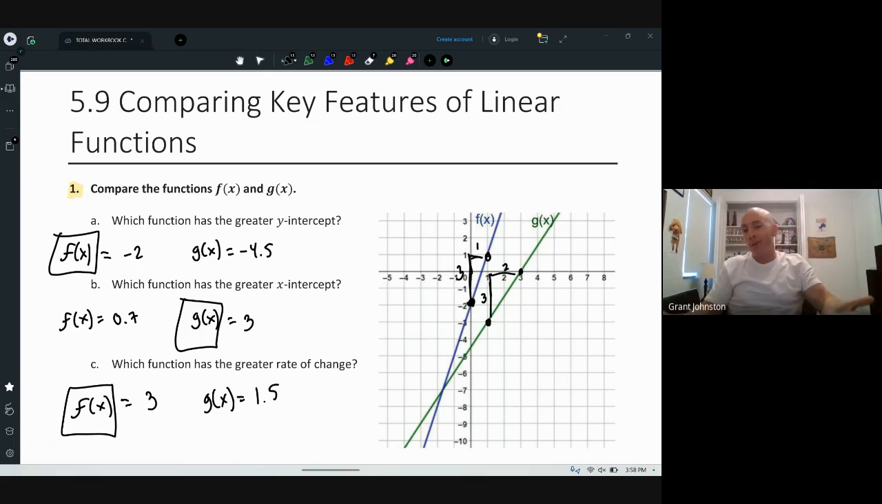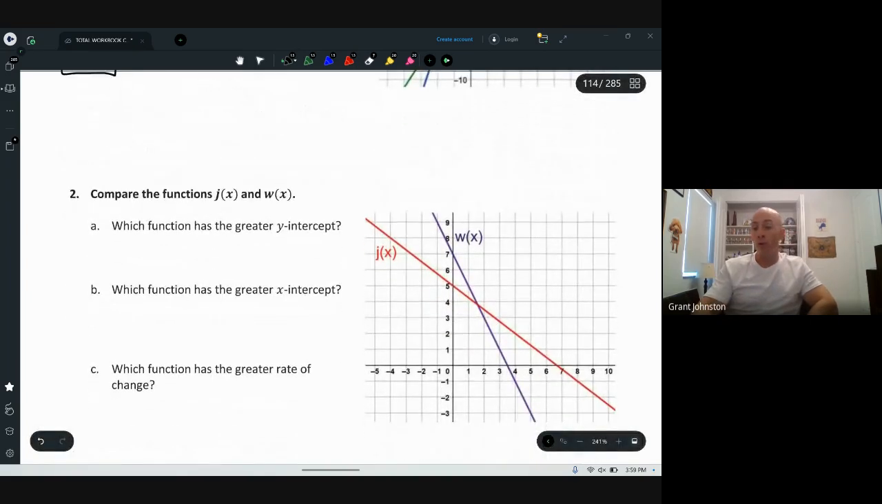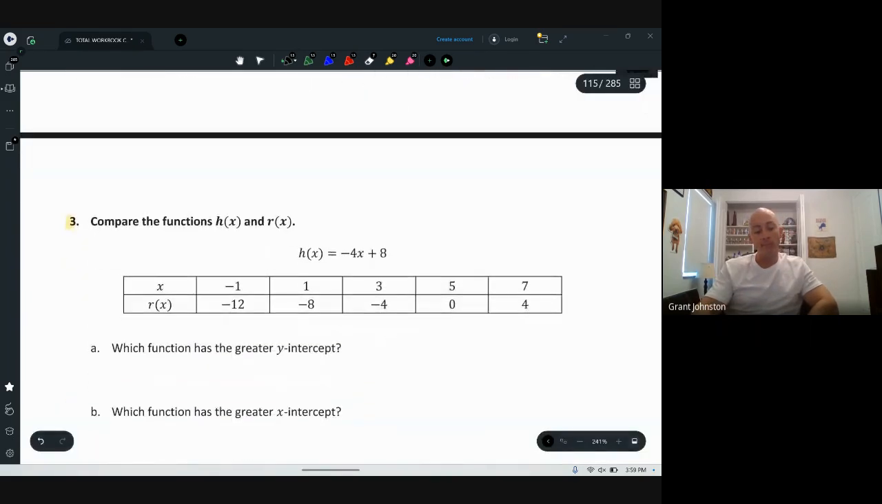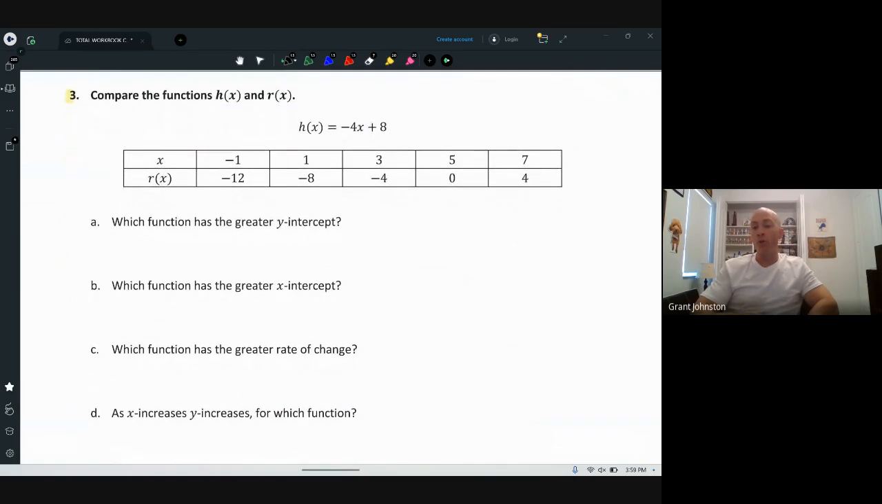And if you just look at it, you can tell that as well because it's steeper, right? F of x is a steeper line. It's got a greater rate of change. So that's one way you can see that as well. So that's how you can compare with graphs. So I'll let you do 2. Let me show you 3 where we have an equation and a table.